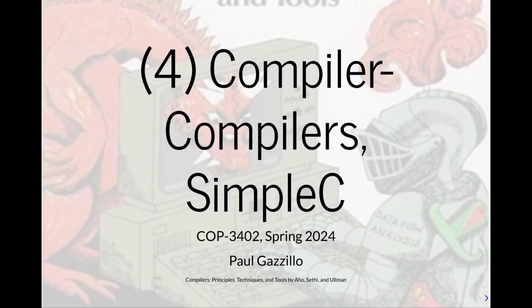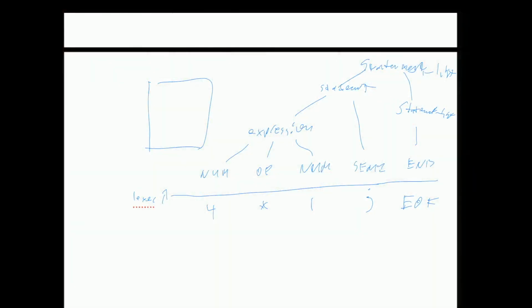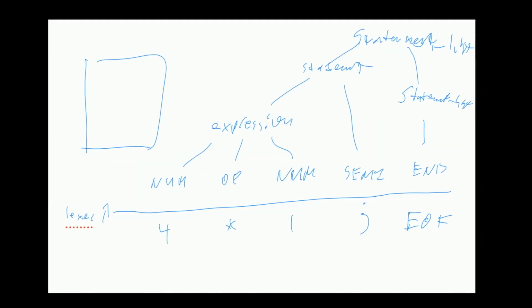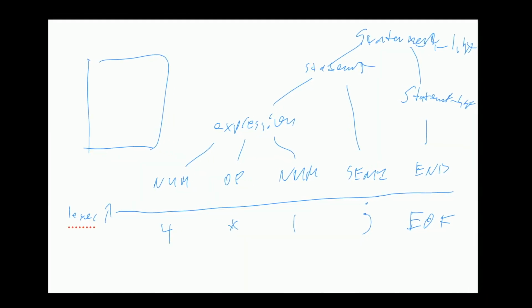I can actually show the terrible handwriting from last time. And then the next phase was parsing. What did the parsing phase do? What was its input? What was its output? What was its purpose?